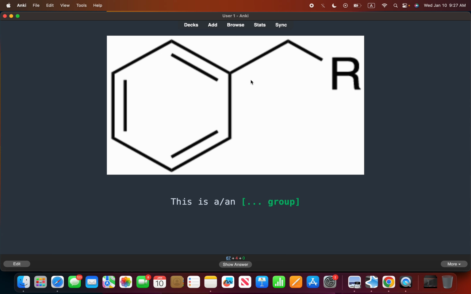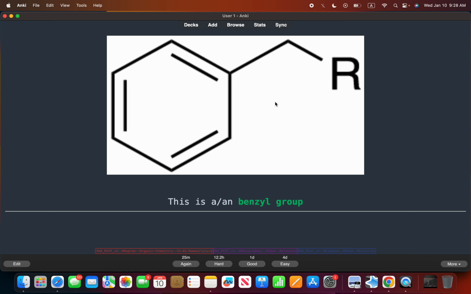Now this is like a phenyl alkane benzyl group. So the R is the rest of the thing. So this doesn't directly attach to the R, but attaches to a carbon that attaches to the benzene ring. So it's a benzyl group.